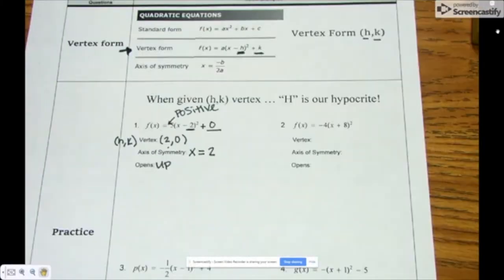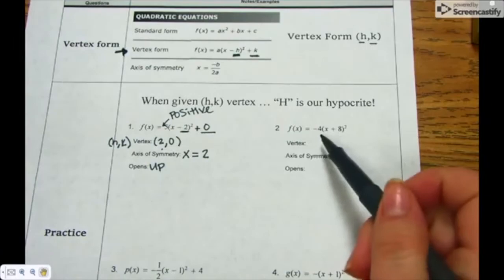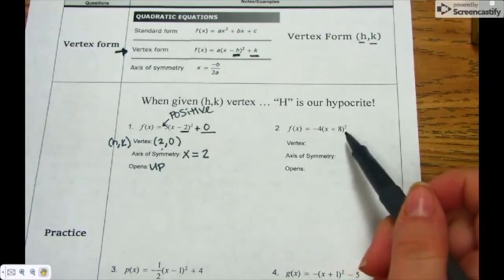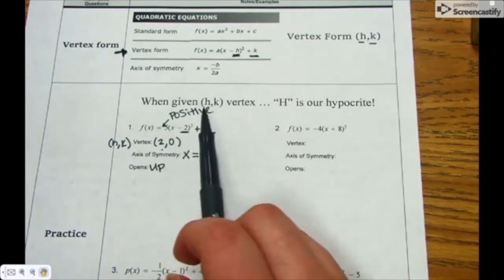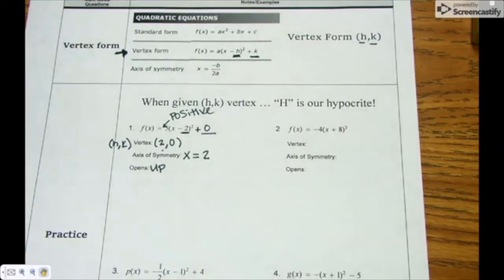Now let's talk about number 2. It says f of x equals -4 times x plus 8 squared. And remember at the top it says when given h comma k vertex, h is our hypocrite. Think about what a hypocrite means. It means they're kind of like a liar. They're not doing what they say they would do.